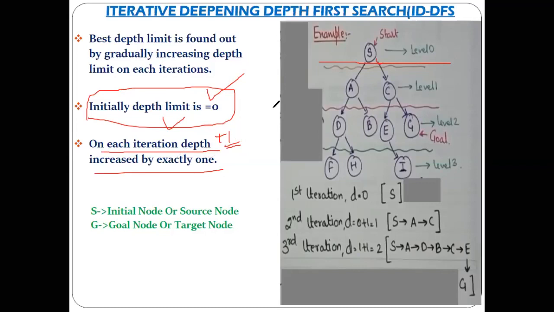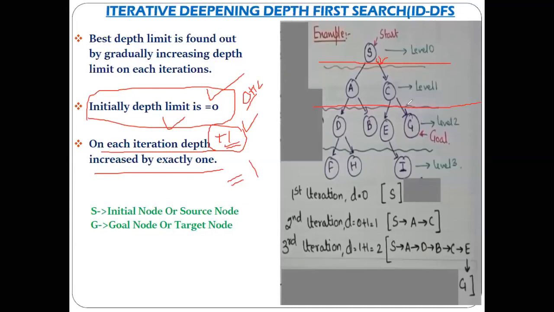On each iteration, what is the next procedure? On each iteration, the depth limit is increased by how much? Exactly one. Not less than one, not more than one. Understood? So initially our depth limit was zero, so next we will increase it by one. If the AI agent had got the goal node at this position, would we need to increase the depth limit? No. But the AI agent did not find the goal node here, so we increase the depth limit by one, and that's why our depth limit now becomes one, which is nothing but up to this point.